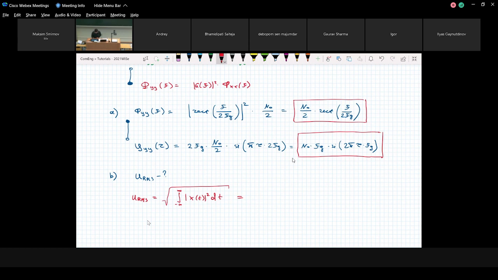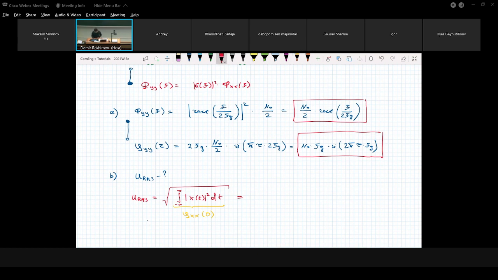If you remember, this is the definition of autocorrelation at zero, because you can assume it as the integral for autocorrelation with a shift that equals zero.